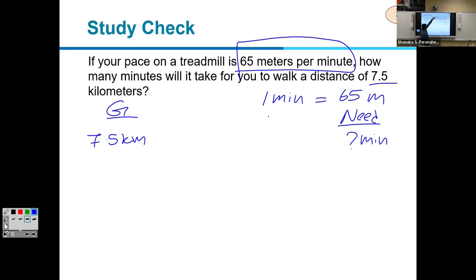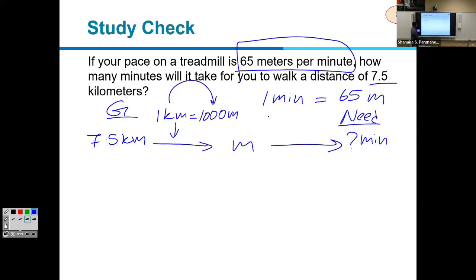Once you identify this equation, you have your connecting unit, that's meters. So we convert kilometers into meters, and meters into minutes. This is in the table, 2 different units with the prefix. So 1 kilometer is equal to how many meters? 1000 meters. You can even get it from the prefix value: kilo is 1000. And this is the equation given in the question for this particular problem: 1 minute is equal to 65 meters.